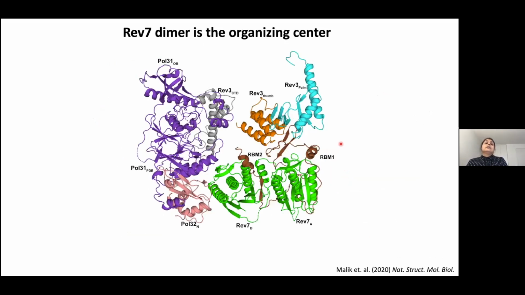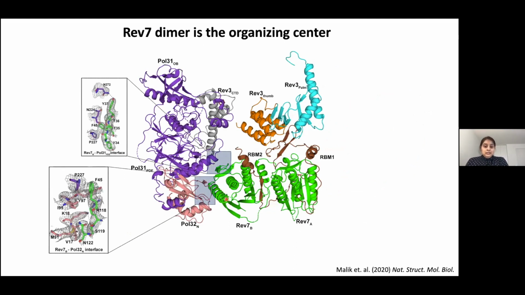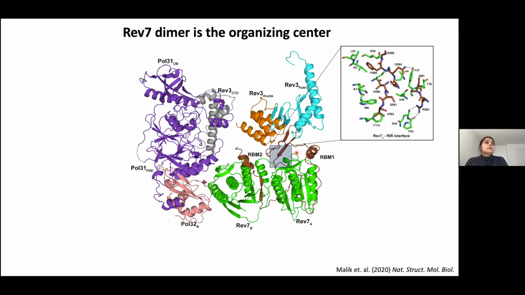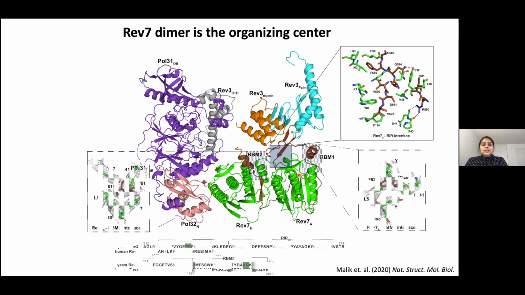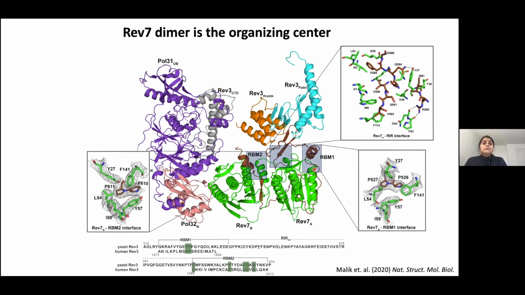So in fact, the Rev7 dimer is the organizing center of the Pol Z holoenzyme, wherein Rev7b would interact with the phosphoesterase domain of Pol31, and the N-terminus of Pol32. Rev7a exclusively interacts with the RIR intermediate region. And then we have these motifs, RBM1 and RBM2, interacting with Rev7a and Rev7b respectively, forming a closed conformation.